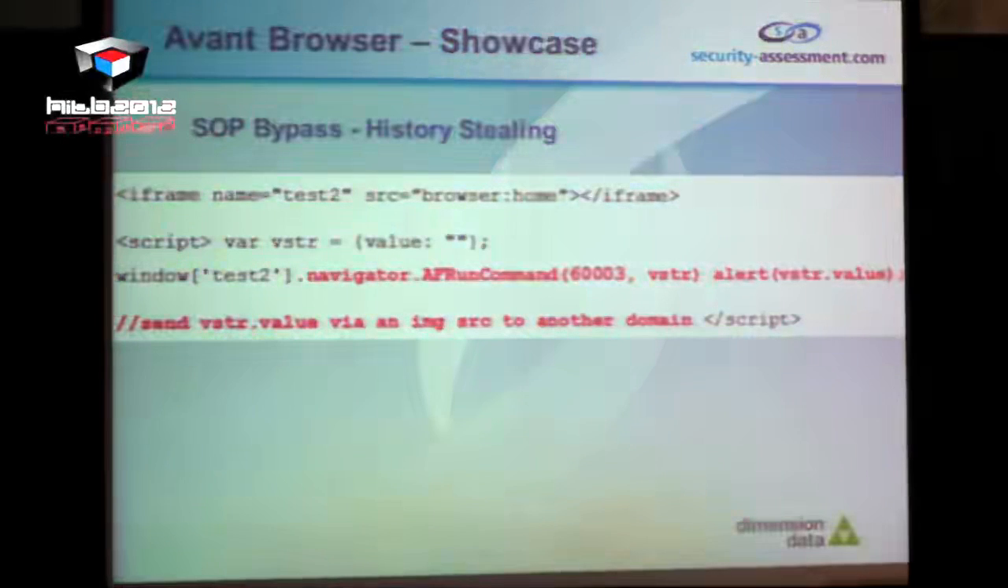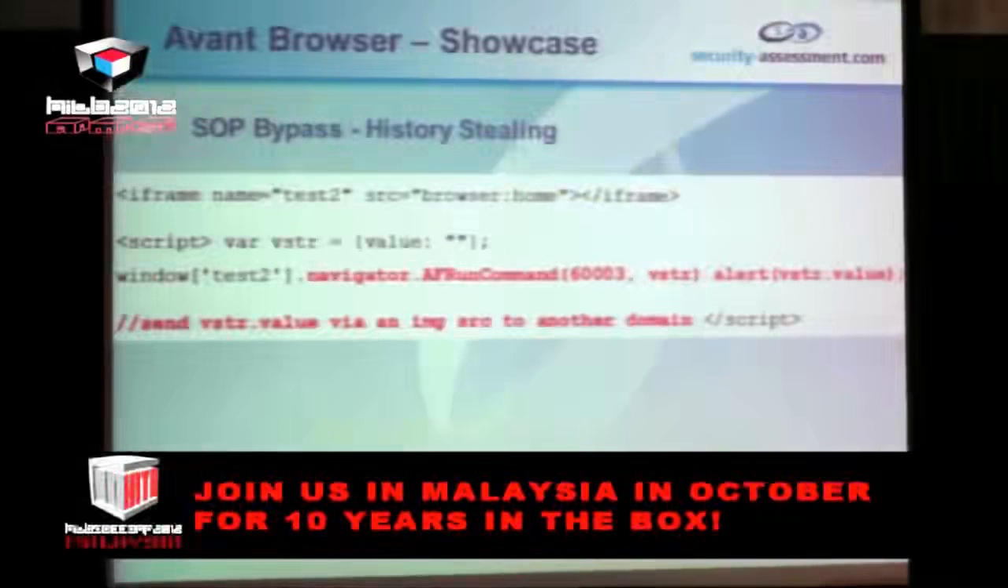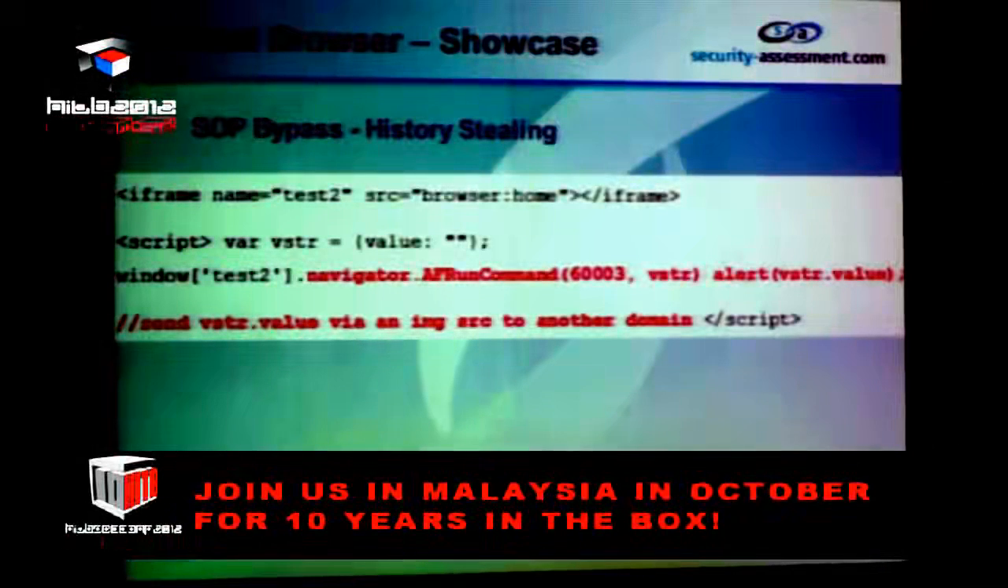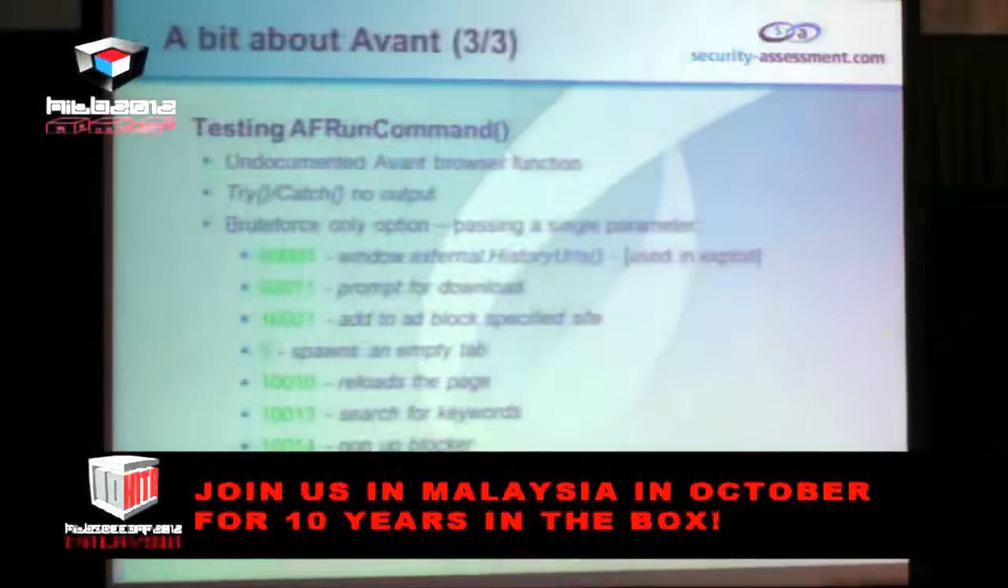So this is the proof of concept of the history stealing, which I will demo. And you have an iframe, okay? This is a page on the internet. You have an iframe. The iframe points to the browser:home. Then you create a reference with window from the window DOM object, and you point to the iframe, and then basically you call directly that special function, and it works. So basically it's a total bypass of same origin policy. In this case, as you can see, I'm passing 60,003. That's the same value for the history.